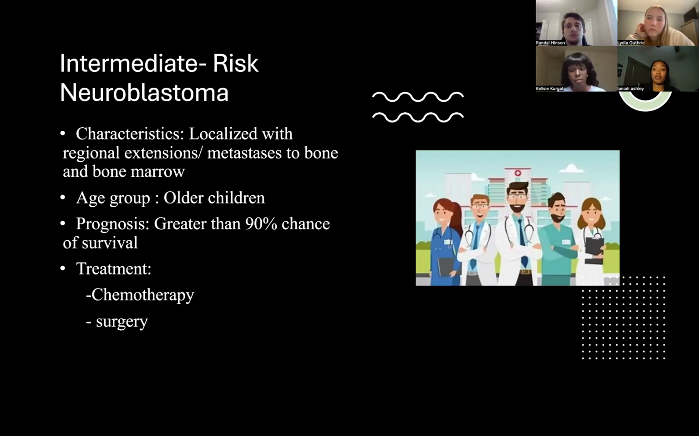Intermediate risk is characterized by being local as well, and it could spread to nearby areas of the body, such as the bone and bone marrow. It's common in older children, but the survival rate is still very high at 90%. The treatment for this is normally chemotherapy and surgery.